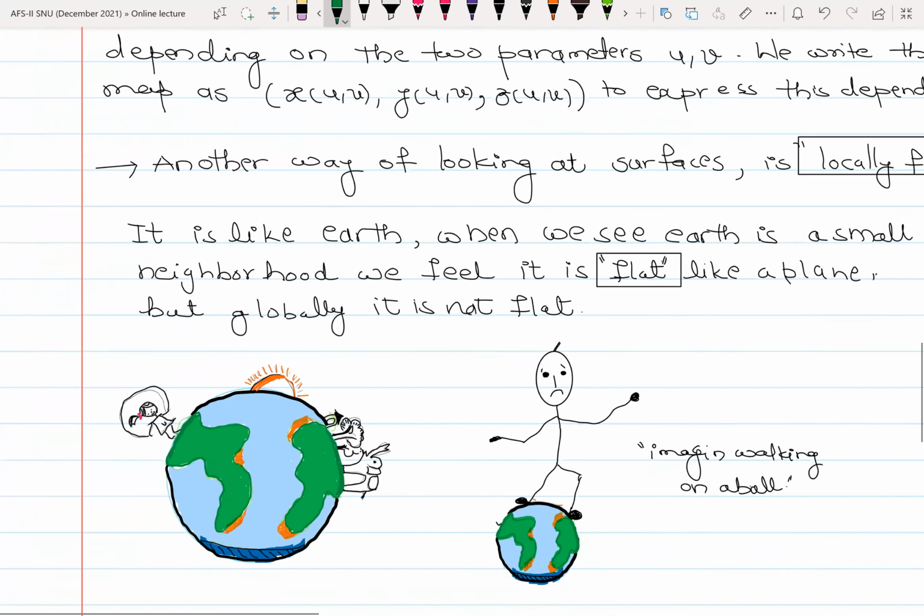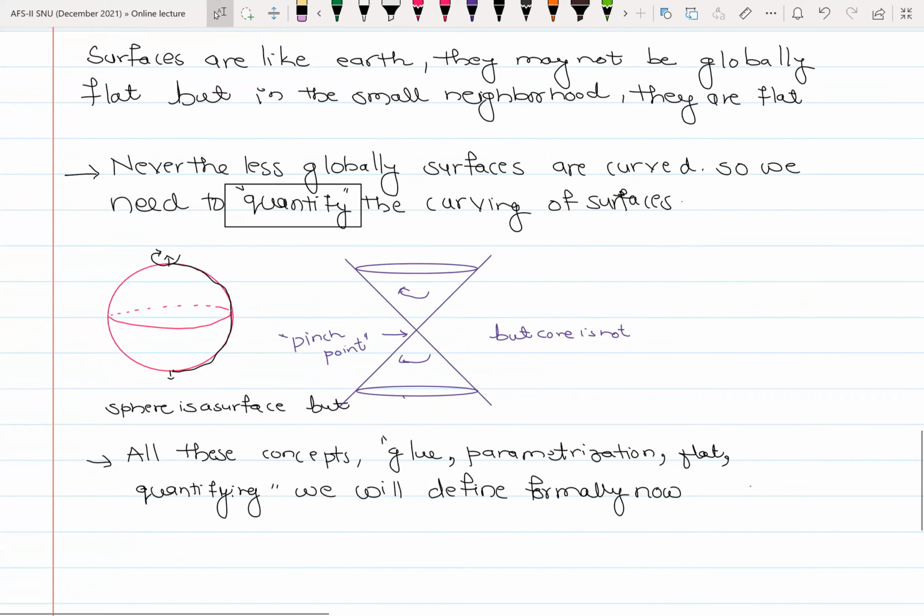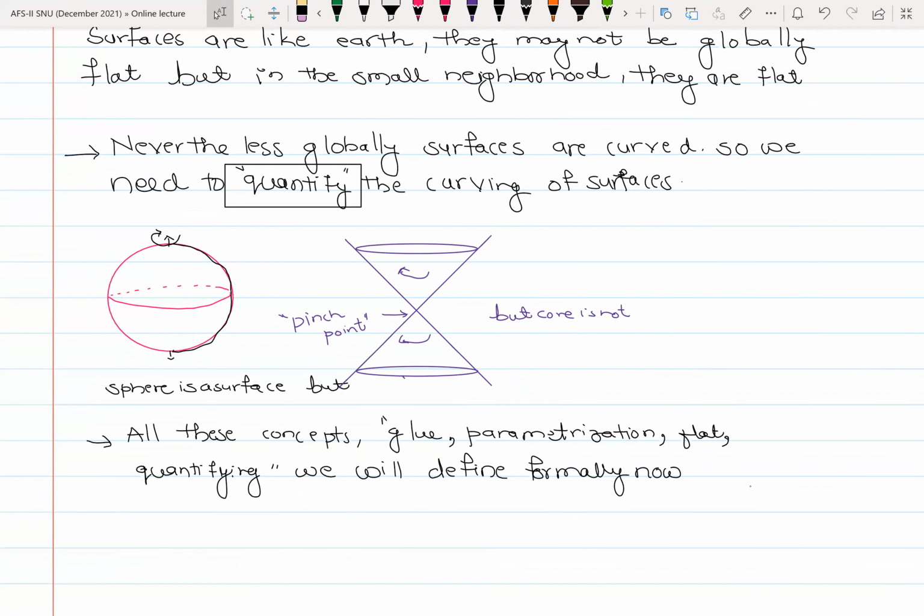Third thing: surfaces are not all that boring. They are not just like a plane. There is more to that. You have some kind of curvature to each of these surfaces. So locally they are flat, but globally they are not flat. They have some kind of curvature. Now when we are curving something, we should have some kind of control over it. You can't curve whichever way you want and still get a surface.